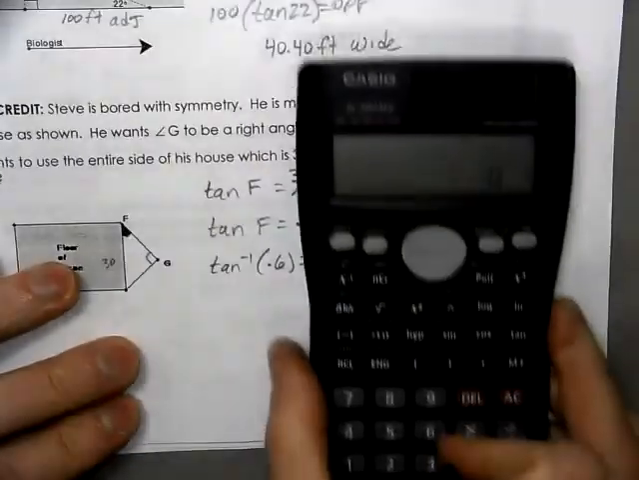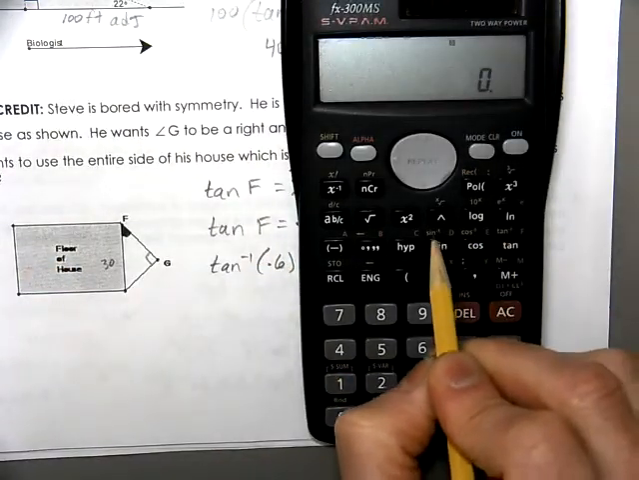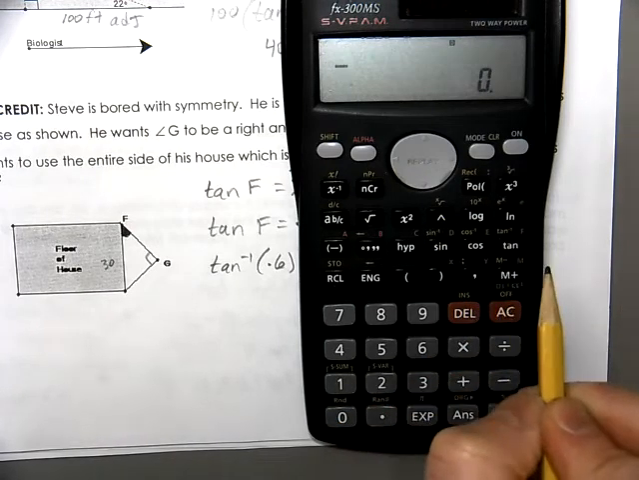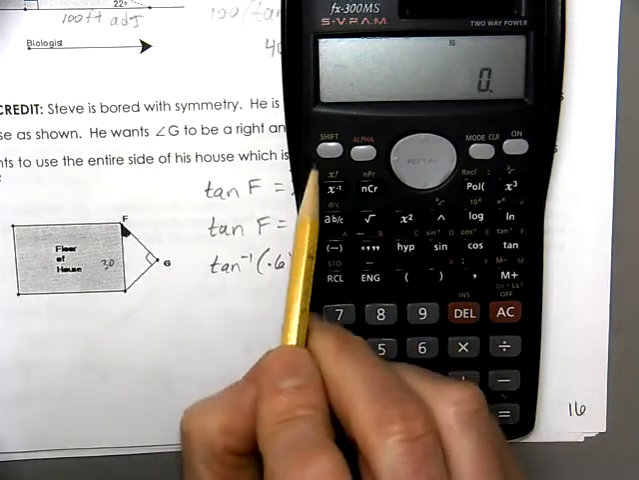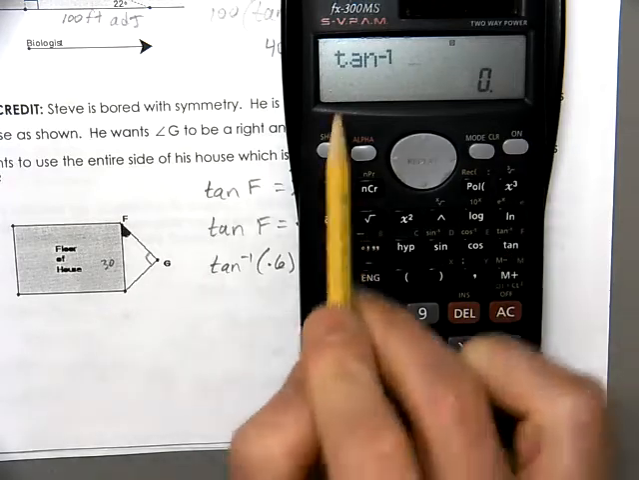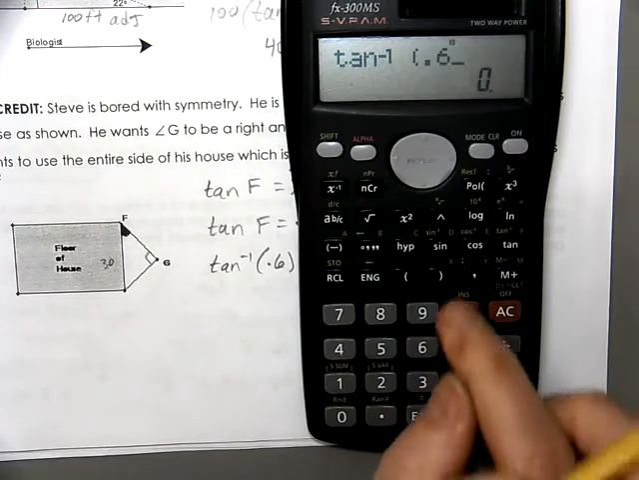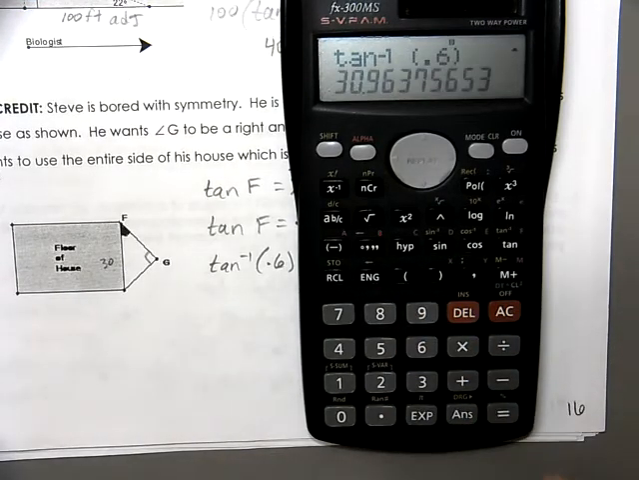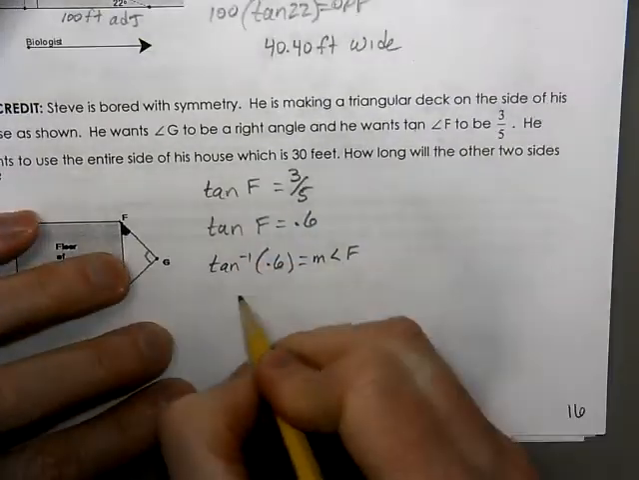So in your calculator, if you look at inverse, you'll see that those are written right above sine, cosine, and tangent. It has the little -1. So in this case, we're doing inverse of tangent, so we'll hit shift tangent, and we'll put in our 0.6, or 3 divided by 5. And that should give us 30.96.